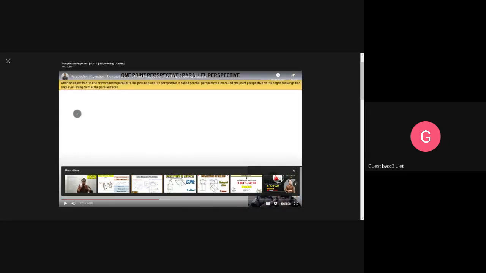Akriti, watch this very carefully, and in the next class we'll be drafting this. Okay, that is a 1 point perspective. All the edges are going to converge towards that vanishing point. How to deal with that? Let's see.